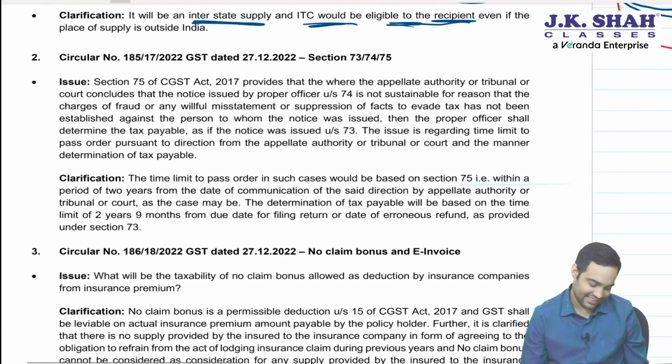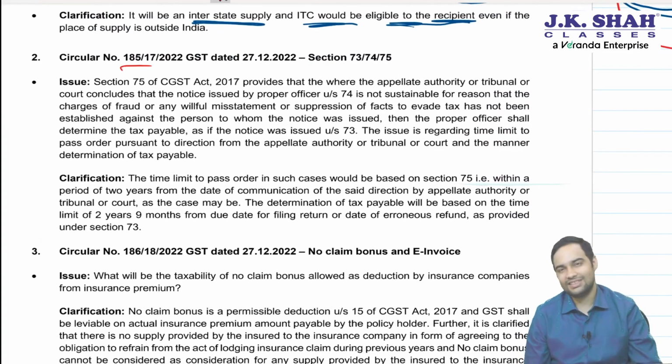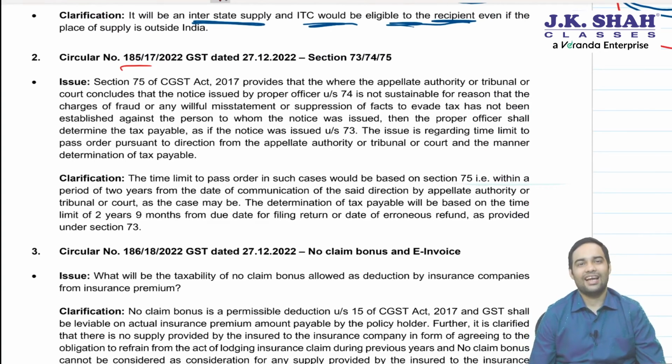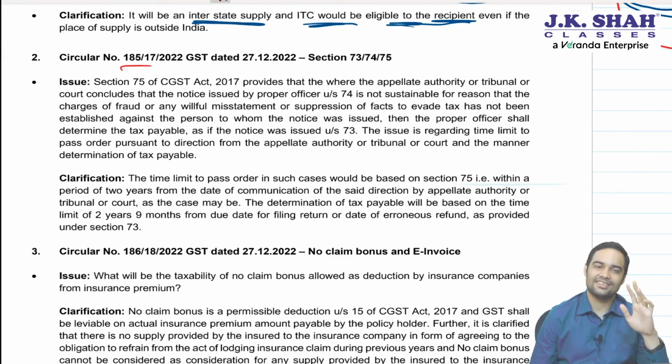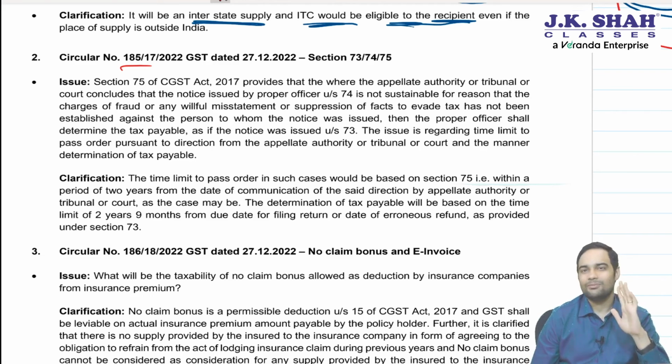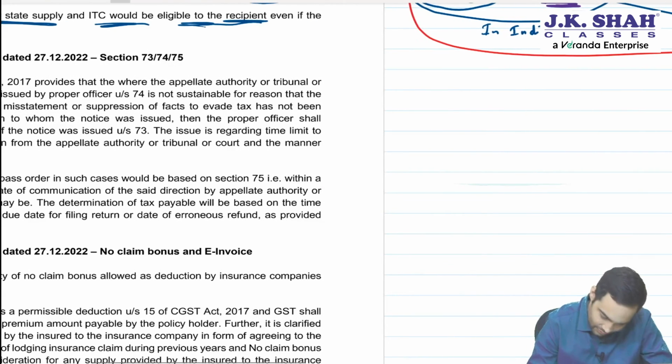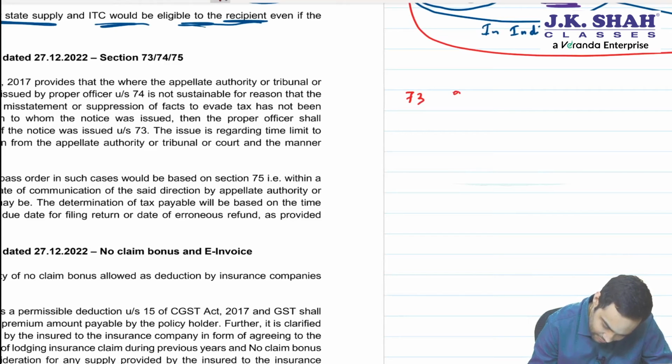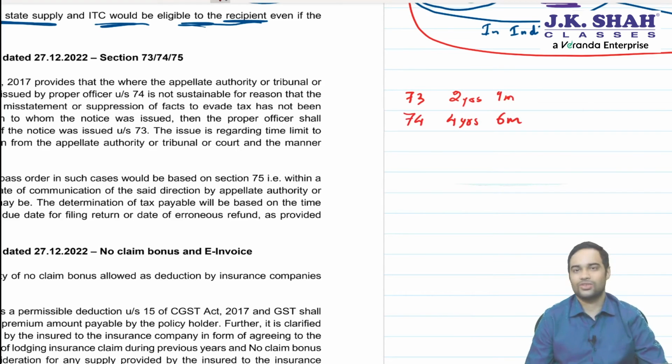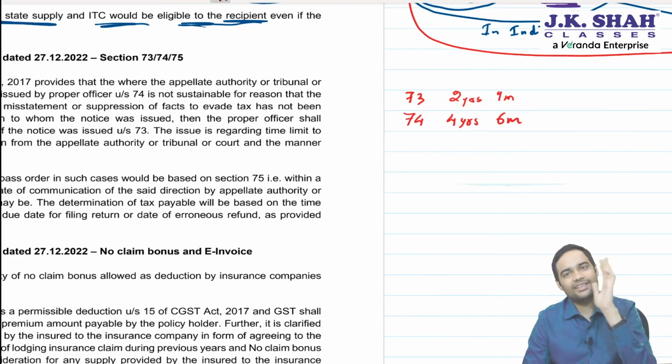Okay. Circular number 185. Very simple circular. In fact, you guys have been doing it in your classes. I am sure that you all have done it. Suppose there are two cases. One is section 73, which has the time limit of 2 years 9 months to issue notice, and section 74, which has the time limit of 4 years 6 months to issue notice. Correct? 73, 2 years 9 months. 74, 4 years 6 months.